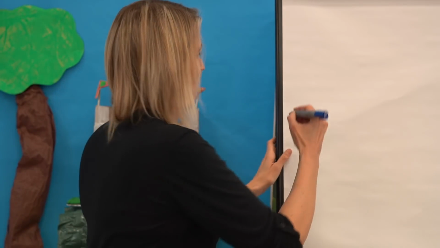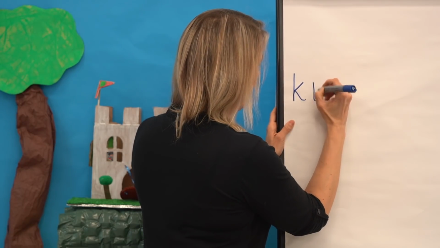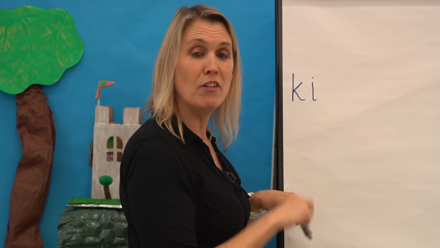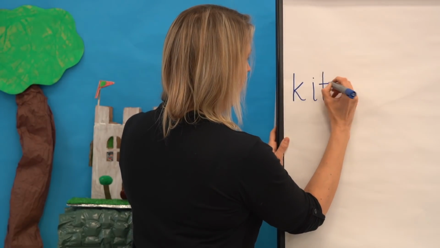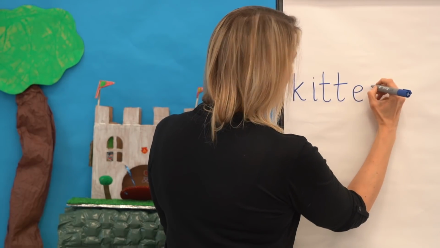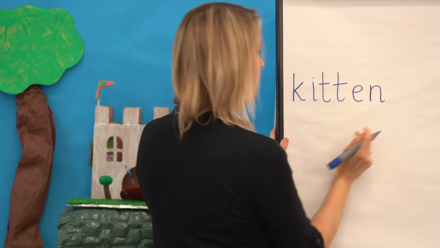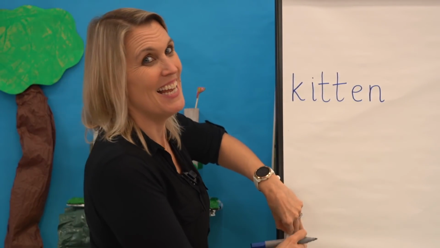K-I-T-T-E-N. Let's count how many sounds there are. K-I-T-T-E-N. That's five sounds. Watch me write kitten. I need five sounds. It is a digraph, two letters, one sound. So I need to write two letters. K, i, tt, e, n. Kitten.